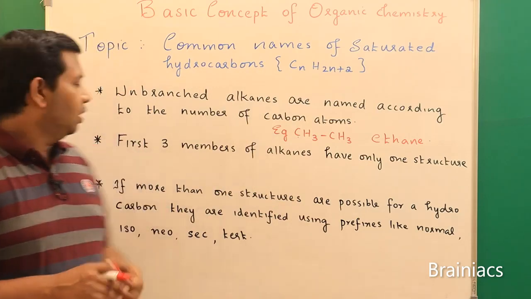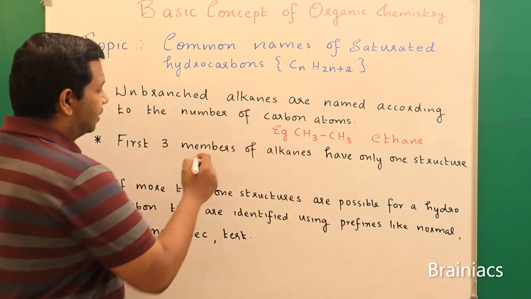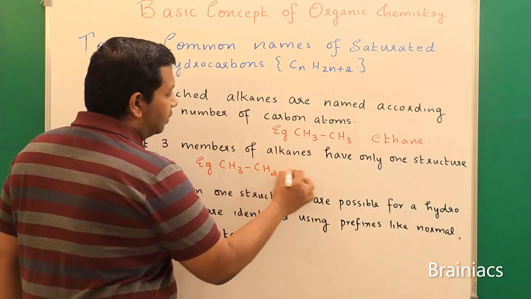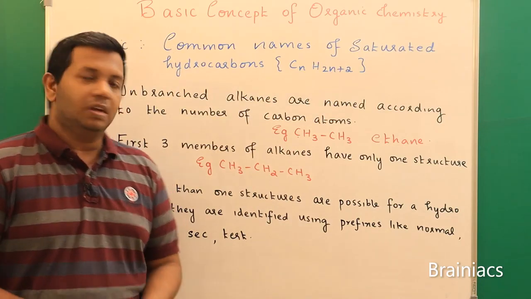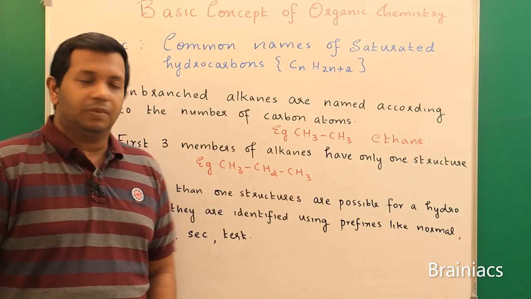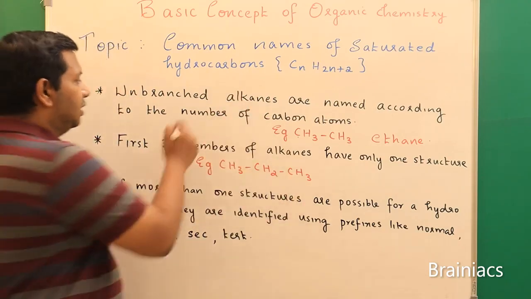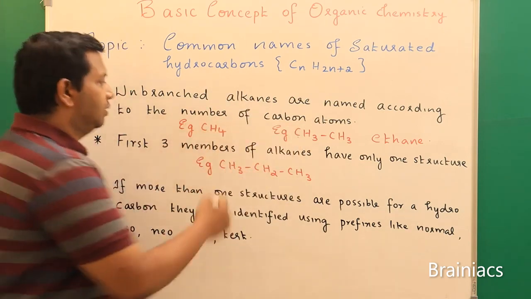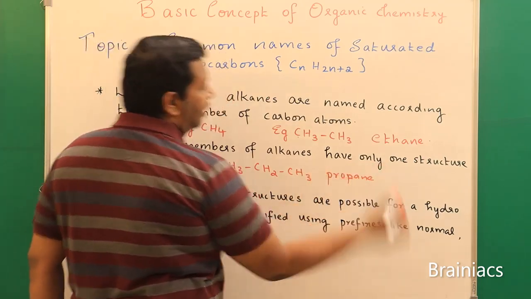Very, very important. Now the doubt here is about the third one. The first three members, the third means propane. Can I draw any other structure with this one? No. Whatever way, this is the only structure possible with a three-carbon structure. Is there any other way you can draw it? No. So for methane CH4, ethane and propane, the IUPAC names and common names are identical.